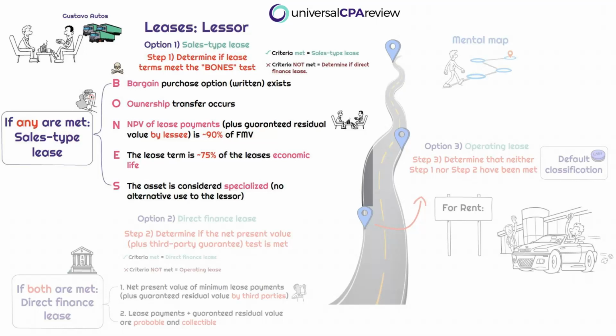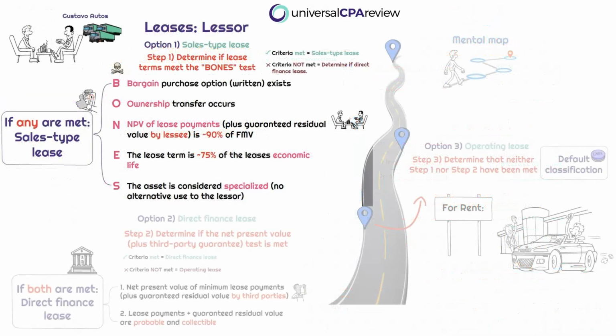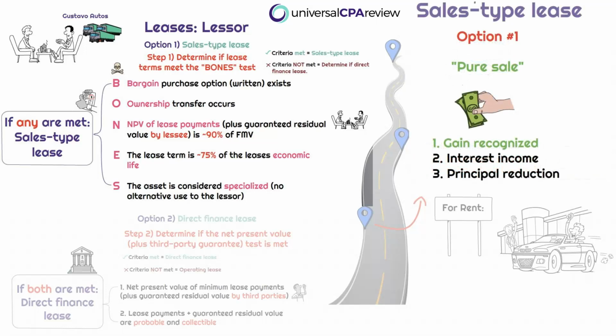All right, so we're going to pull out our mental map on the lessor side. And instead now we're going to think of these lease classifications as a list of options, and we have 3 options instead of 2. Okay, so on the lessee side, we talked about the fact that we only need to meet one of these bones criteria to be considered a finance lease. If it doesn't meet any of the bones mnemonic, then it would be classified as an operating lease. Whereas when we're on the lessor side, we now have 3 total options, like we said. Okay, so option number 1 is going to be our sales type lease. Okay, so when we think about our sales type leases, we're going to think of this as a pure sale.